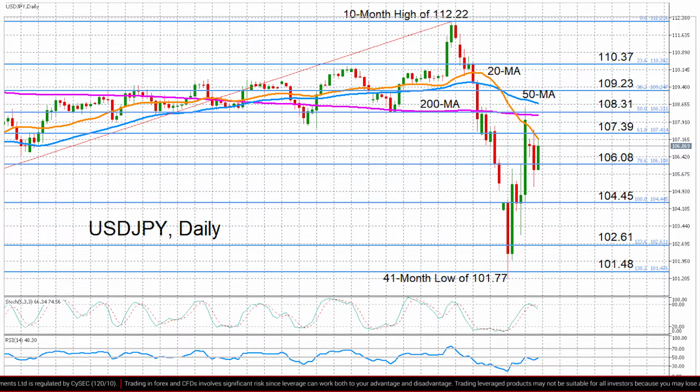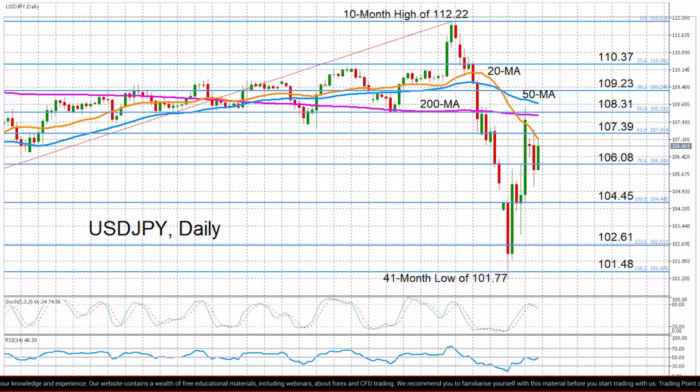And then further down, we've got the 123.6% Fibonacci extension at 102.61, followed by that 41-month low of 101.77 reached earlier in March, which if prices were to break below that level once again, it would confirm the negative picture in the medium term. And we can see that negative picture which has been developing over the past few weeks, with the 20-day MA moving below both the 50 and 200-day ones.